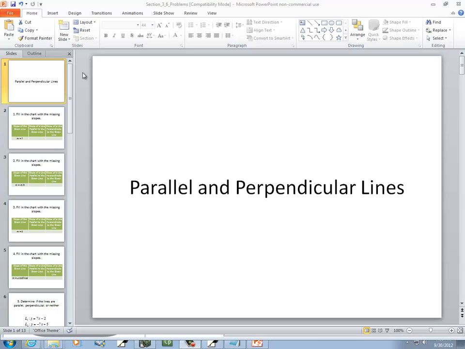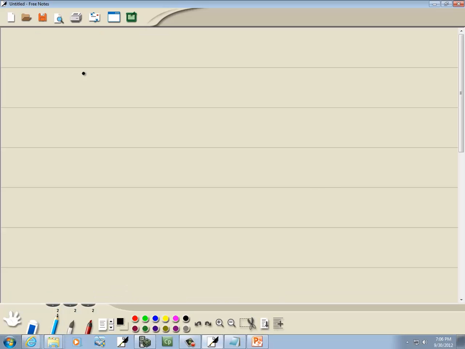Let's take a look at parallel and perpendicular lines. First, let's talk about what they are.